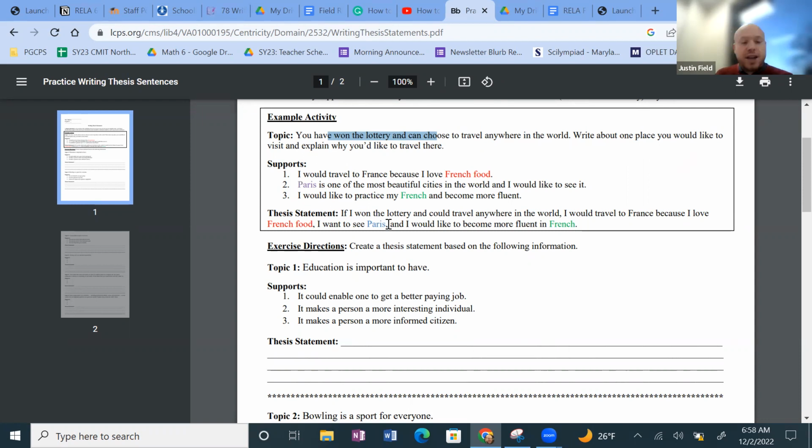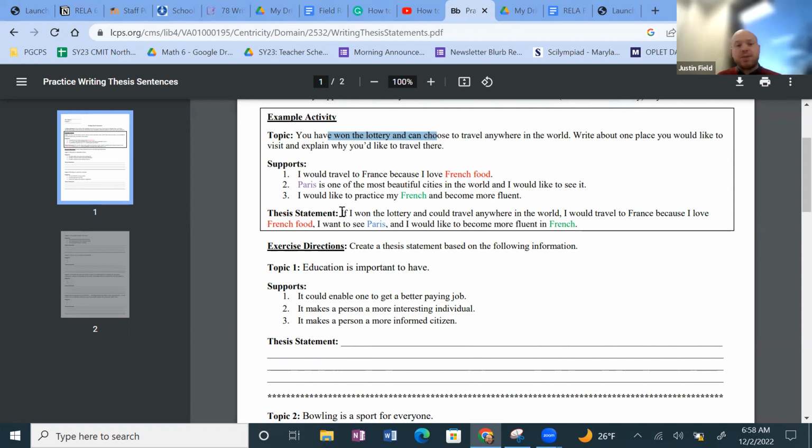Before you write a thesis statement, you want to find 3 things. So we're talking about a 5-paragraph essay. So we want to think about 3 aspects, just like I did in my about me. So traveling to a place. Okay. So this person's talking about France. So they like the food. Paris is beautiful. And they want to practice their French.